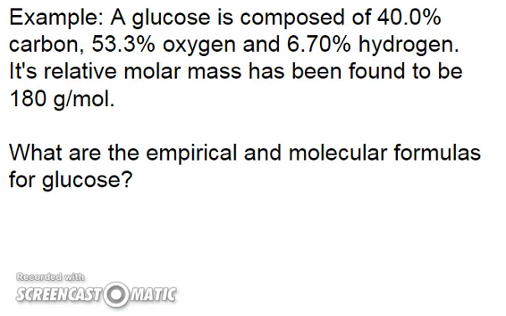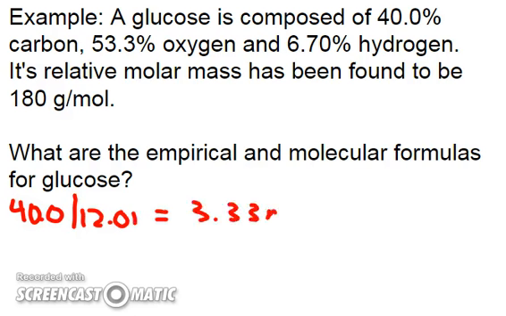The information given is that glucose is composed of 40% carbon, 53.3% oxygen, and 6.7% hydrogen. You've got a relative mass. So what are the empirical and molecular formulas? If I start with my 40% carbon and divide that by the 12.01 grams per mole, I see that I've got 3.33 moles of carbon.